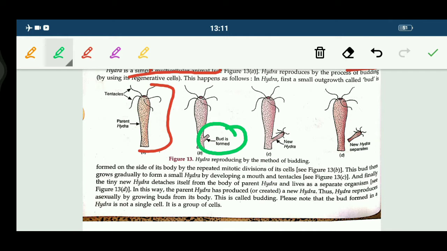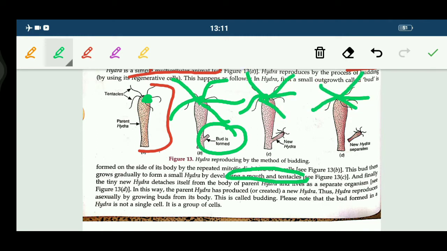This bud then grows gradually to form a small hydra by developing a mouth and tentacles. Remember this thing, mouth and tentacles. So this is the mouth, and these are the tentacles. They are very sensitive students, these are the tentacles. Now in this way the parent hydra has produced or created a new hydra. Thus hydra reproduces asexually by growing buds on its body.